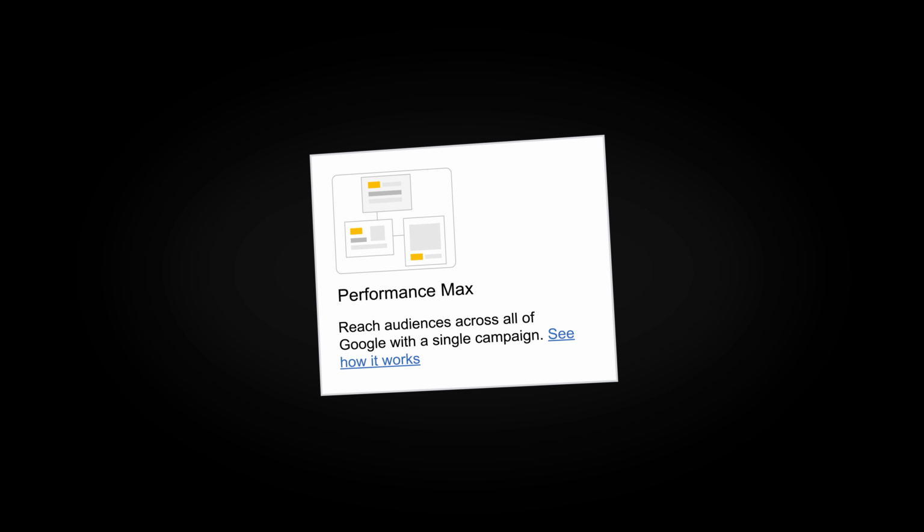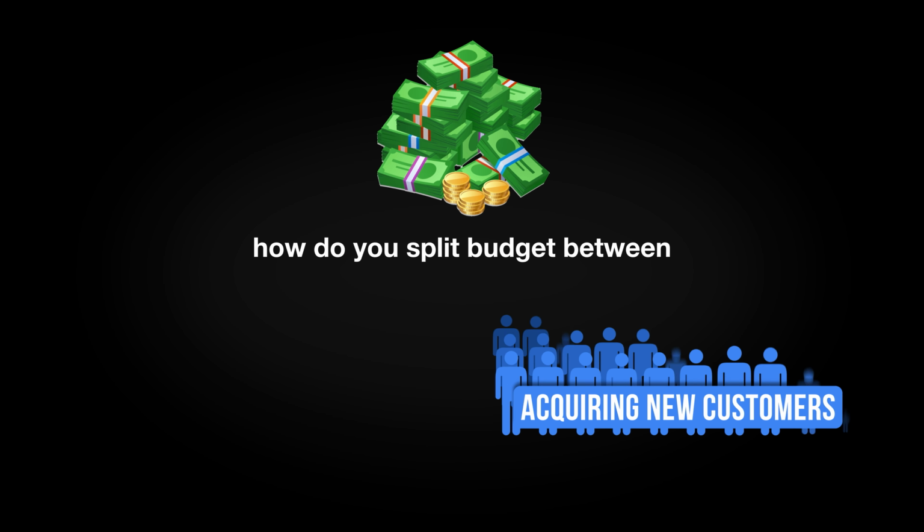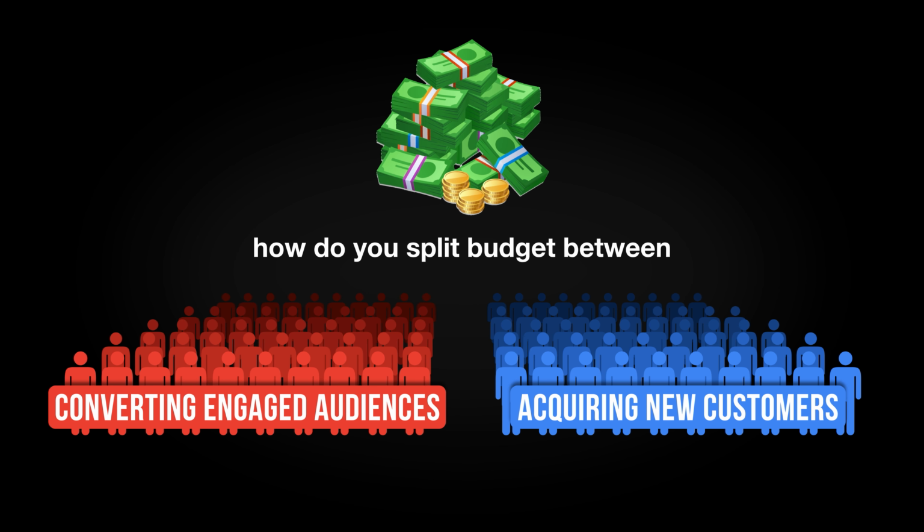So automated campaign types like Performance Max, and there are other examples within Google Ads, Demand Gen, raise this interesting question around balance. And the balance is between how do we prioritize, how do we split the budget between reaching new people and converting engaged audiences? Now, nearly all businesses need both. And the interesting thing about this question is there's no right answer.